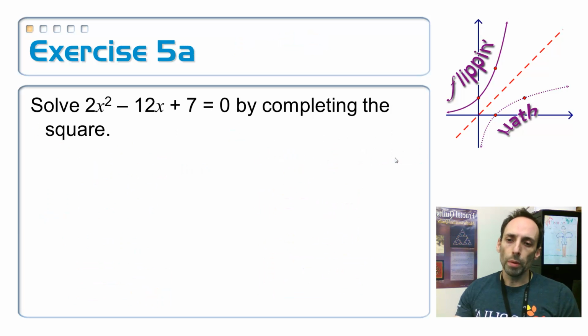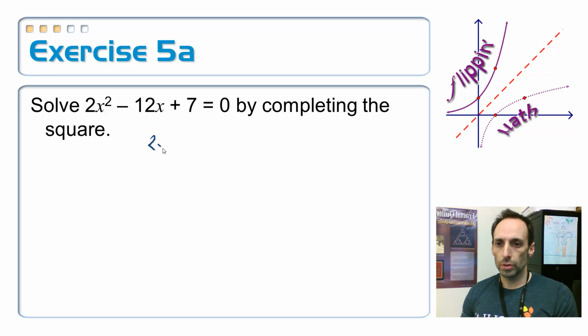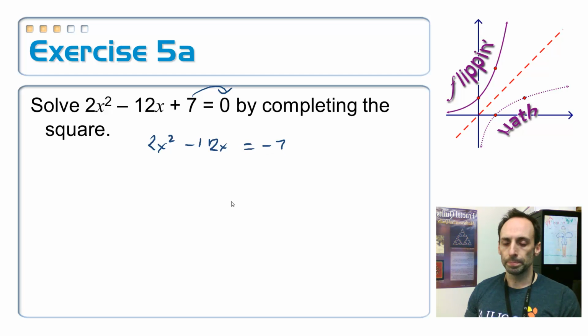Okay, one more problem type. And that one is, well, what if I have a number out front like this one, 2x squared minus 12x plus 7, but not everything's divisible by 2? So this is the way we're going to try this. We're going to take this 2x squared minus 12x and just go ahead and subtract that over just like we've done before, so minus 7.